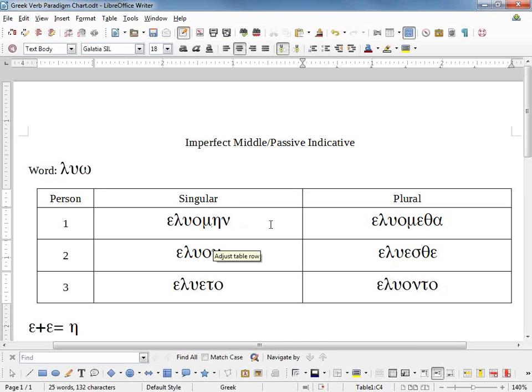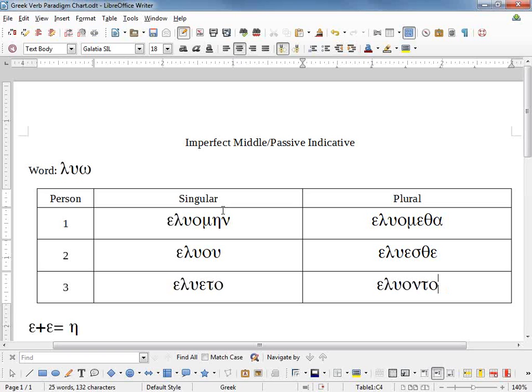Okay? So if it was a middle voice, the translation would be, I was destroying myself, or we were destroying ourselves. You were destroying yourself. You were destroying, or you all were destroying yourselves. Charles Barkley was destroying himself, and they were destroying themselves. That's the middle, okay? Passive, the way that we translate it is, I was being destroyed. You were being destroyed. Charles Barkley was being destroyed. They were being destroyed, okay? So that's how you translate the passive.